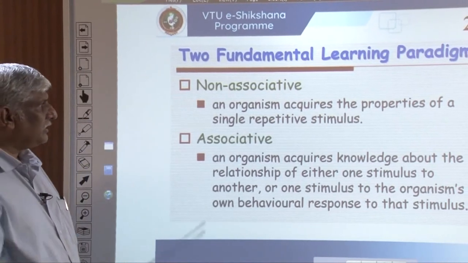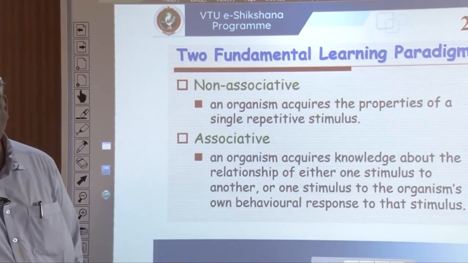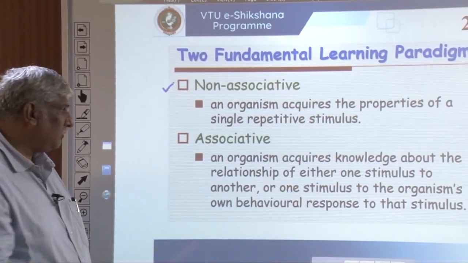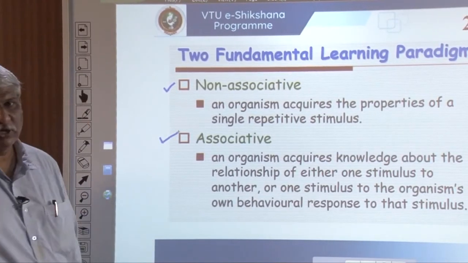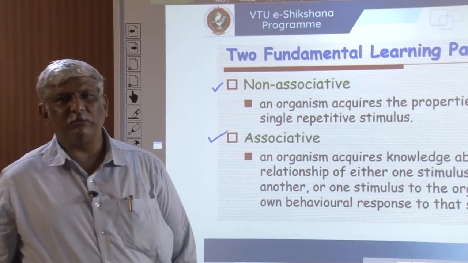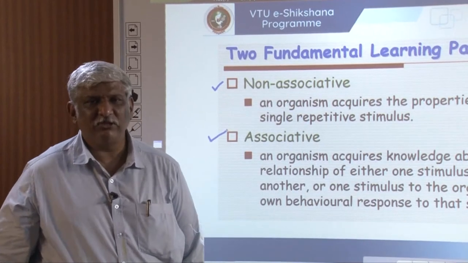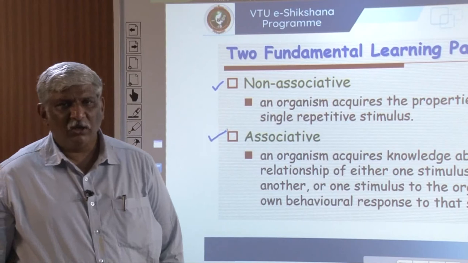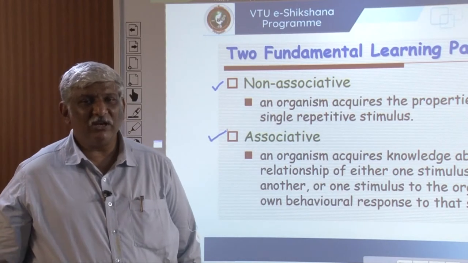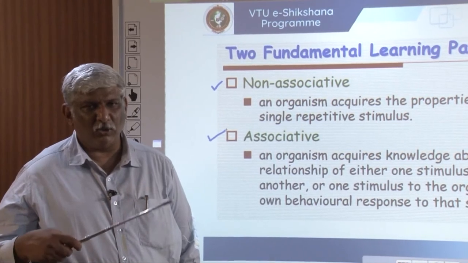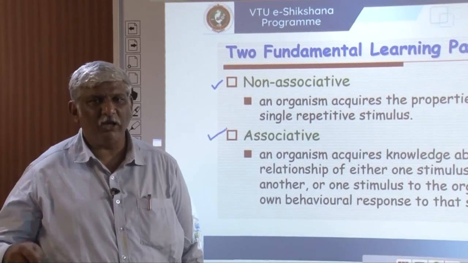In this case, there are two fundamental learning paradigms. The first one is the non-associative, and the second one is called the associative. So what is meant by non-associative? An organism acquires the properties of a single repetitive stimulus. And associative means an organism acquires knowledge about the relationship of either one stimulus to another, or one stimulus to the organism's own behavioral response.